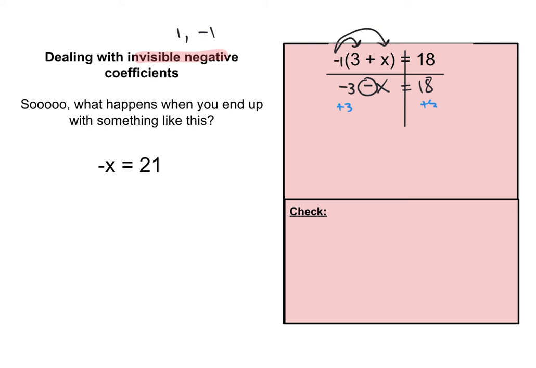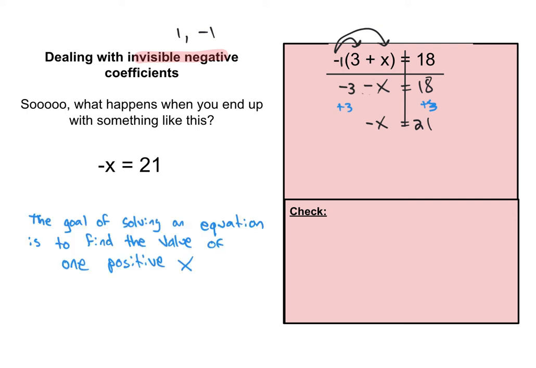So we don't want to just ignore that negative sign. So once we made that 0, what we have is -x is equal to 21. And so what do we do now? Let's remember what our goal is of solving an equation. The goal of solving an equation is to find the value of one positive x. So we don't have that yet.